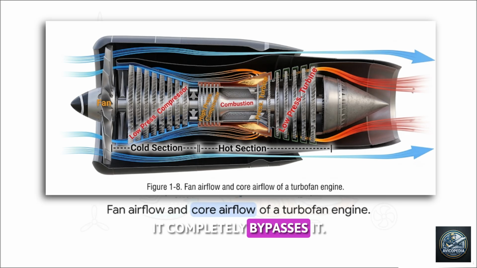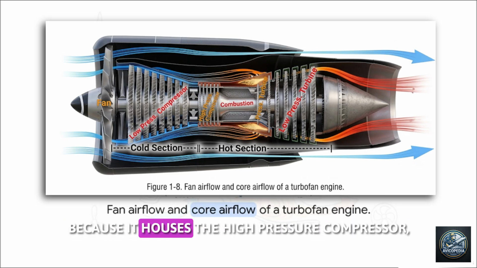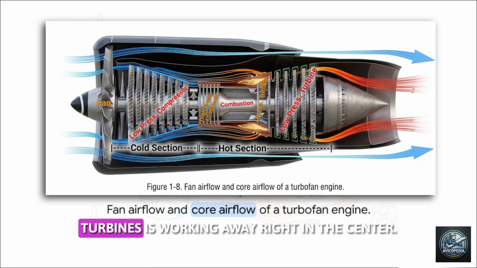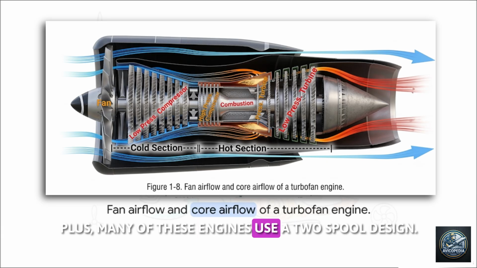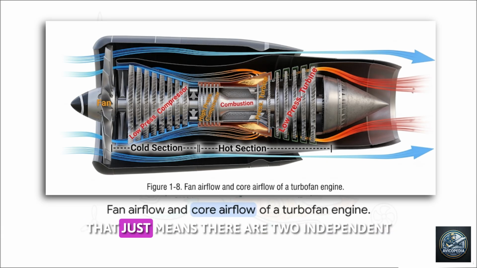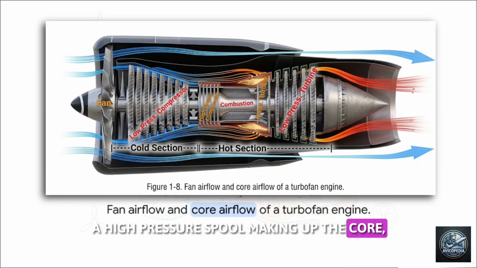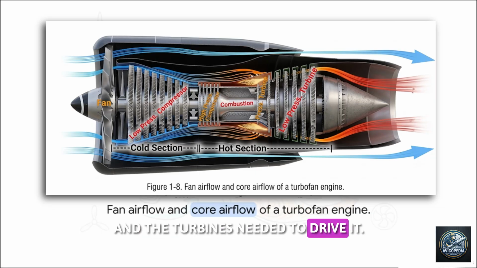It completely bypasses it. The core itself, often called the gas generator because it houses the high-pressure compressor, the combustion section, and the high-pressure turbines, is working away right in the center. But surrounding all of that is this secondary stream of cooler air. Plus, many of these engines use a two-spool design. That just means there are two independent concentric shafts spinning inside each other, a high-pressure spool making up the core and a low-pressure spool containing the fan and the turbines needed to drive it.